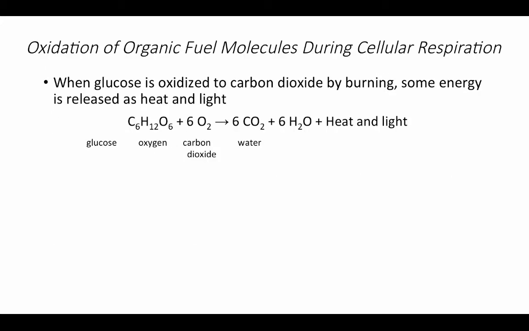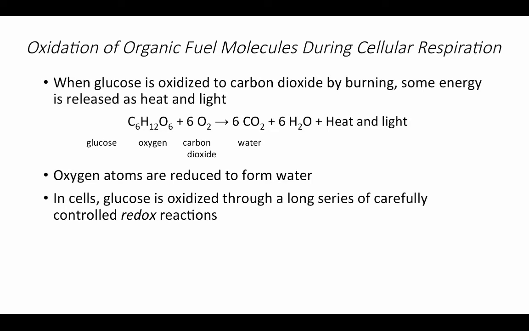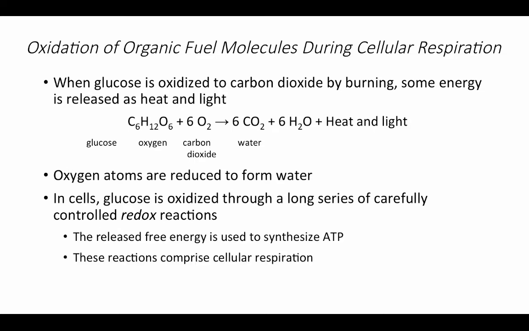So now let's start to take a closer look at the oxidation of these organic fuel molecules during cellular respiration. So we know that these are exergonic reactions. Burning glucose in the presence of oxygen is going to give off carbon dioxide and water. Somehow this got misaligned, but there's a glucose, oxygen, carbon dioxide, and water, and it's also going to release some heat and light. So the oxygen atoms are reduced to form water. In cells, glucose is oxidized through a very long series of very carefully controlled redox reactions, which we will be working our way through as we go here.